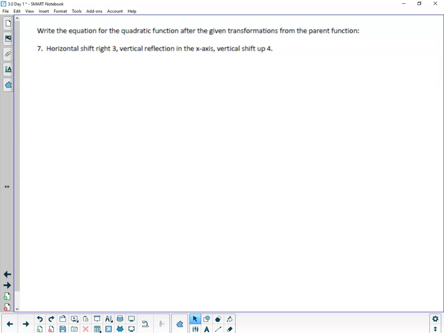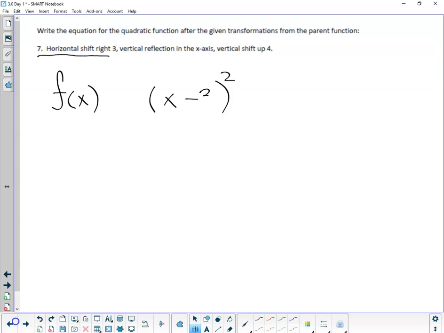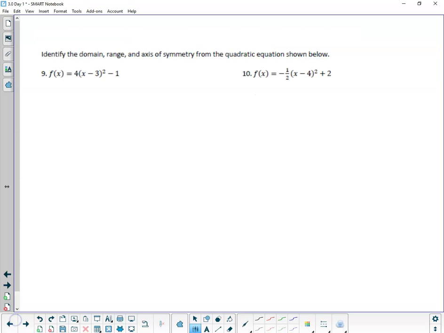So let's go ahead and take a look at number 7. Write the equation for the quadratic function after the given transformations from the parent function. All right, so horizontal shift 3 right. I get to use f of x because it did say function. So that's going to be an x - 3 in the parentheses. Don't forget to square it. The vertical reflection, that just means a negative in front. And then vertical shift up 4, plus 4, that's it. That's all you do for that one.